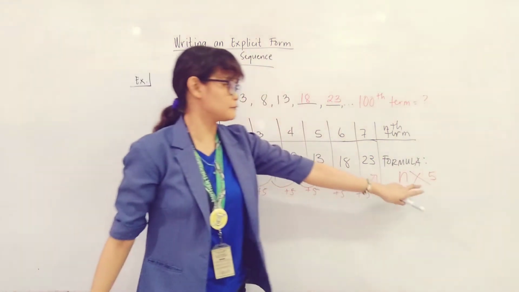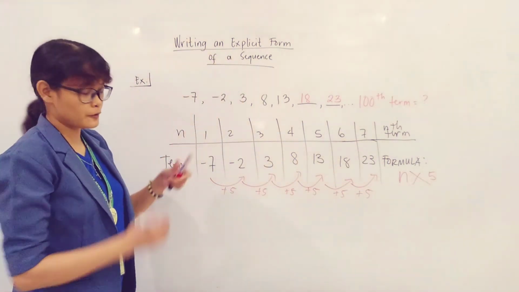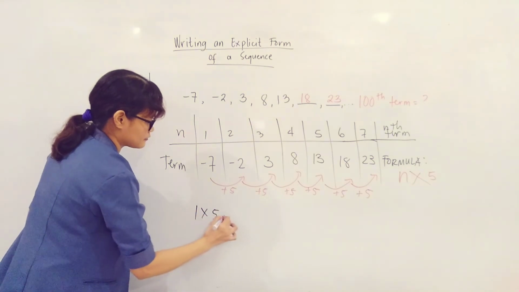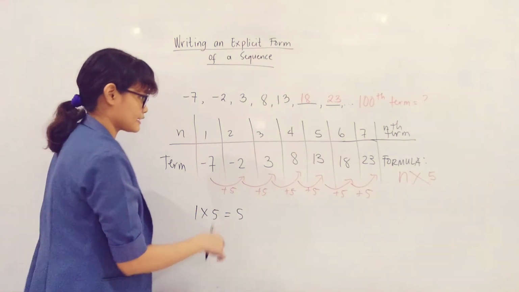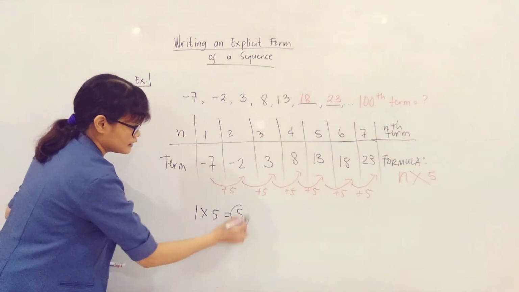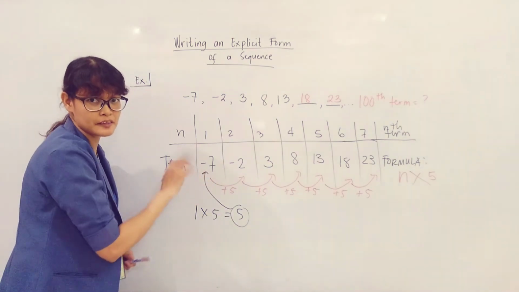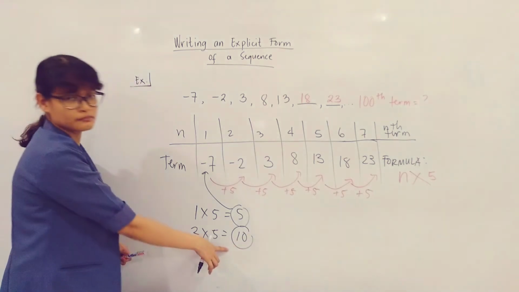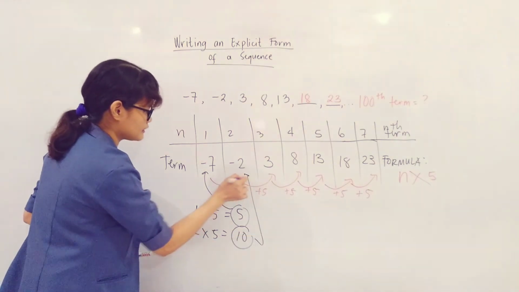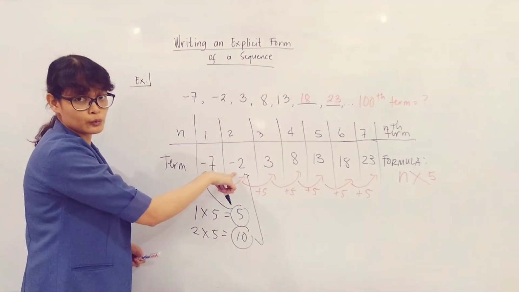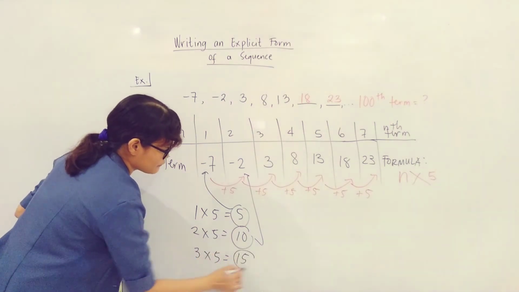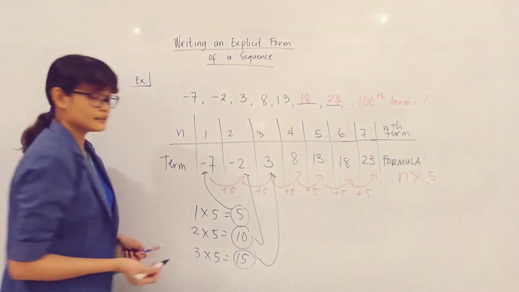So now let's try this formula. Say your n is 1. So you have 1 times 5. So this is 5. Okay, next. Say you have 2. This is 5, but we need -7. What about 2 times 5? So you'll have 10. This is 10, but we need -2. Next, you have 3 times 5. This is 15, but we need 3.